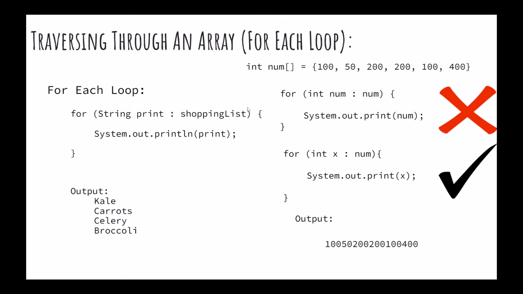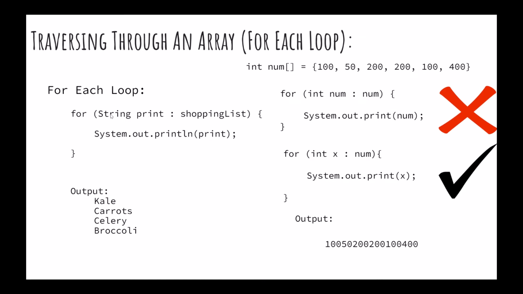In this case, we're trying to print the shopping list array, so it's going to hold the data type string. Then we can write a variable name, like x or element. We can write anything over here. And then we write a colon, then the array that we're trying to print. And then we're going to print the value that we wrote here.